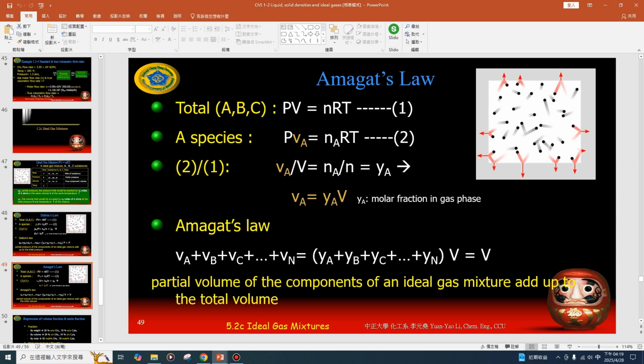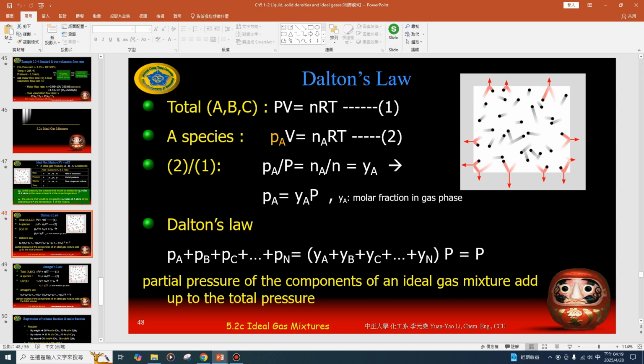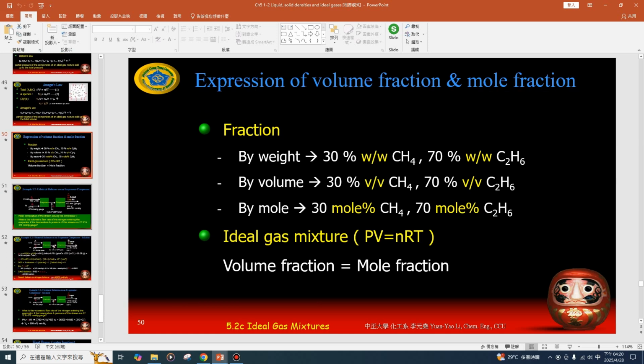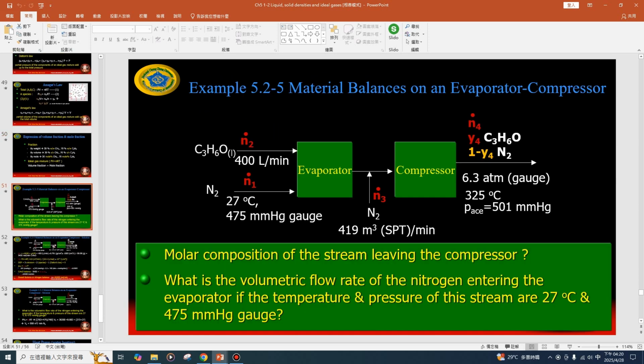Then Amagat's law says that the volume of pure species A equals the molar fraction of species A times the total volume. This is called Amagat's law. I want you to know that in chapter 6 we will use Dalton's law a lot. So please remember that the partial pressure of species A equals the molar fraction of species A times the total pressure.